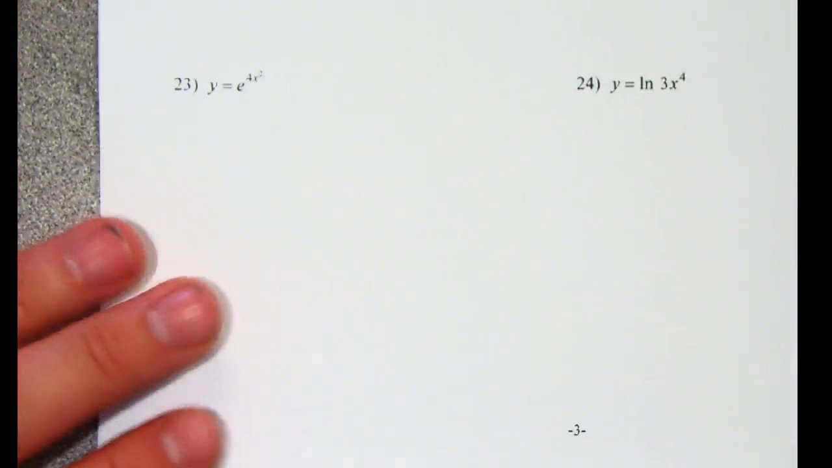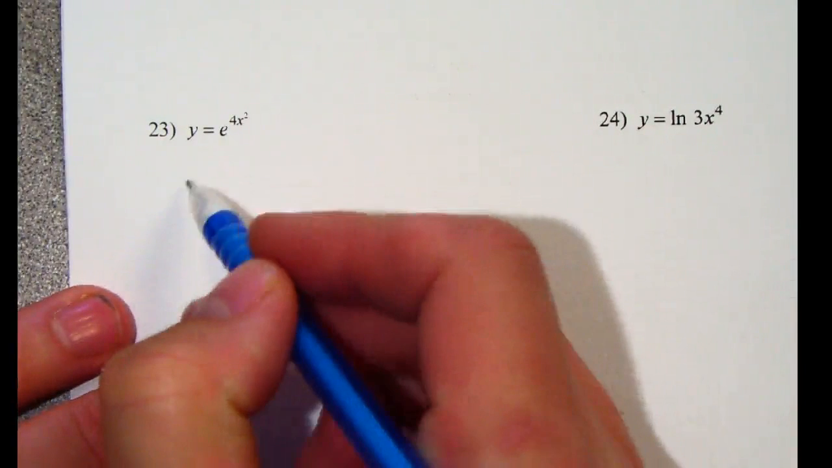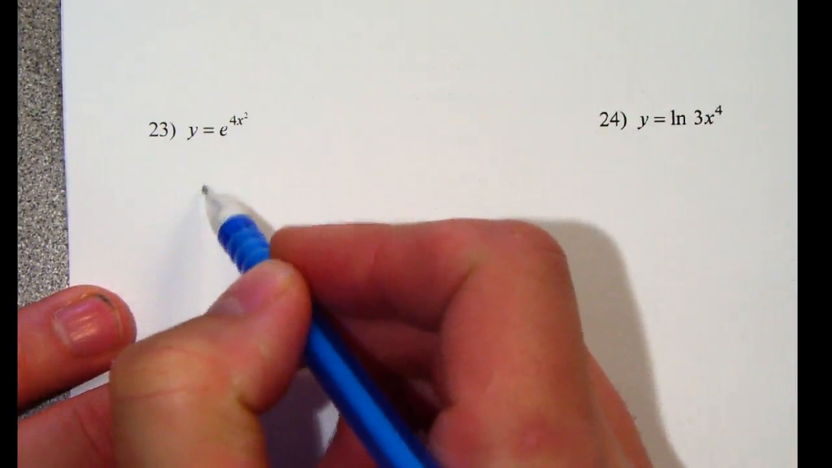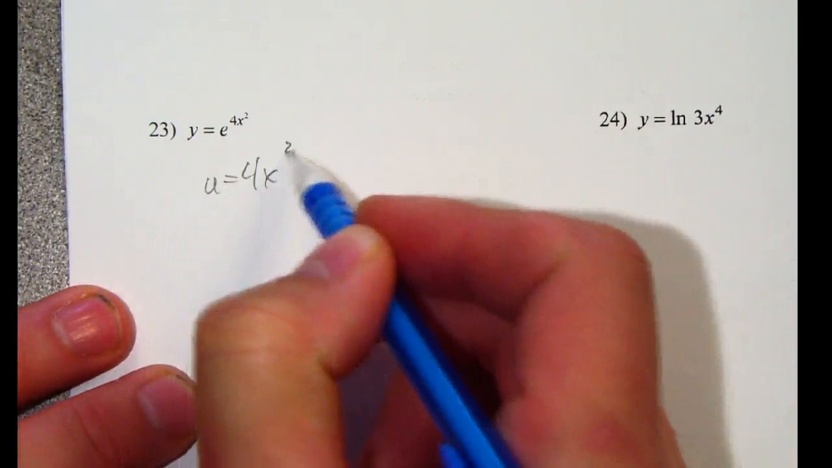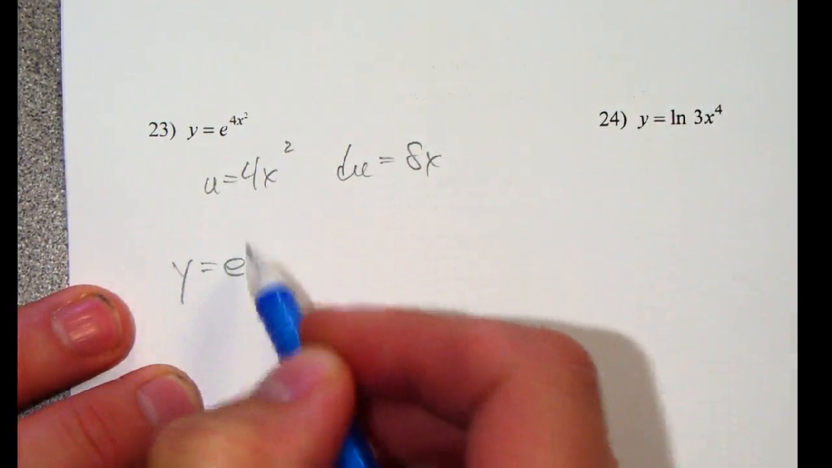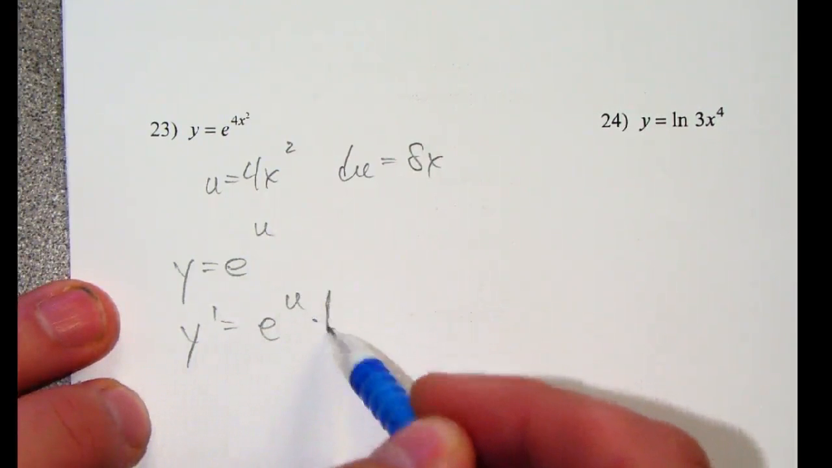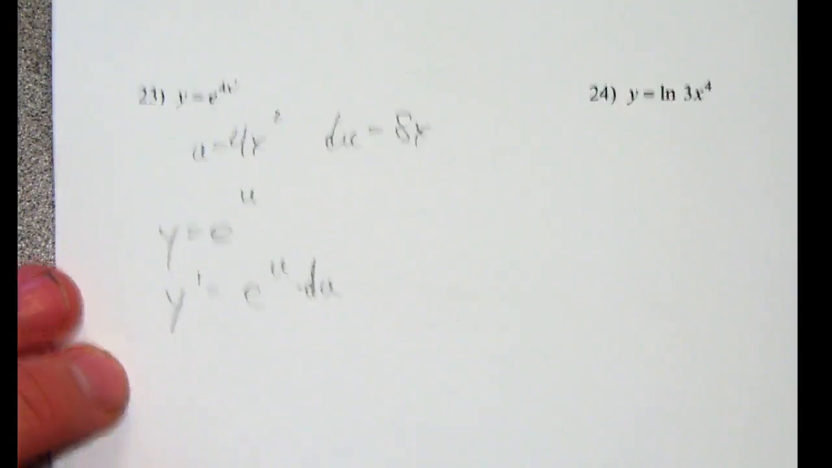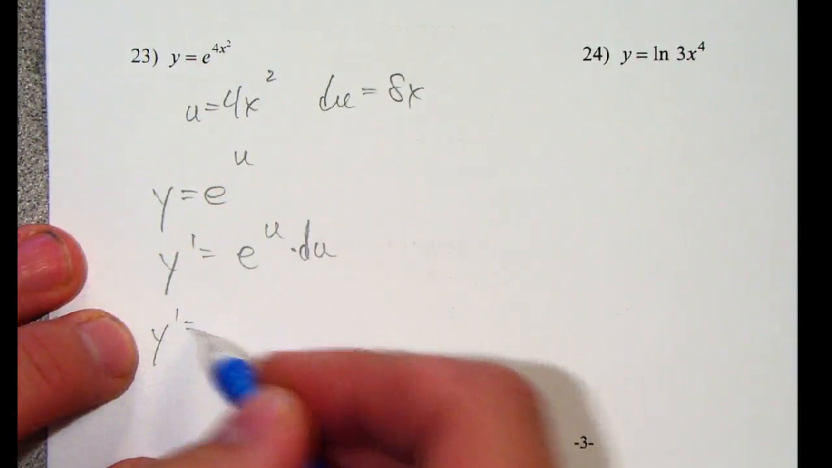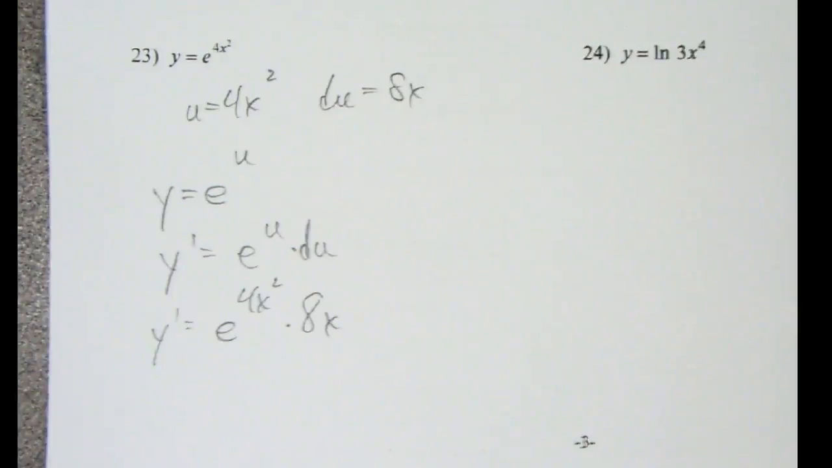Same idea with e's and ln's, which we've kind of done before, but I don't know if I've ever put them on the video. So I could look at this and say u equals 4x squared, du equals 8x. So y equals e to the u. The derivative of e to the u is e to the u times du, which means e to the 4x squared times 8x, and that's my answer.